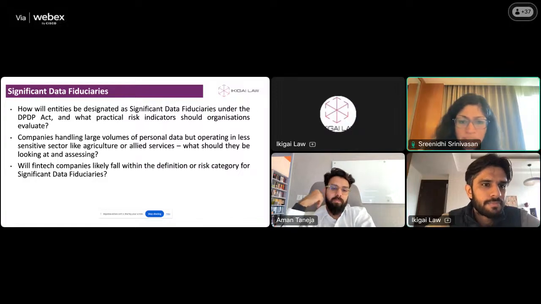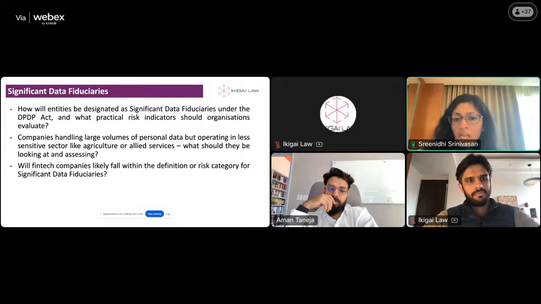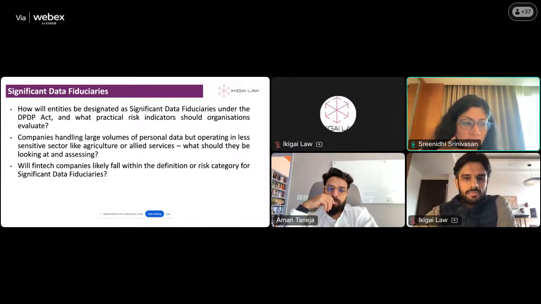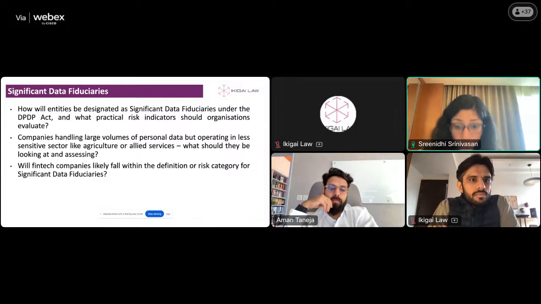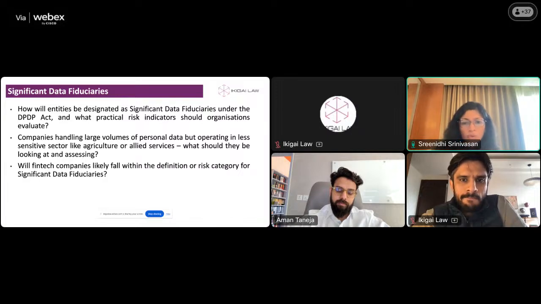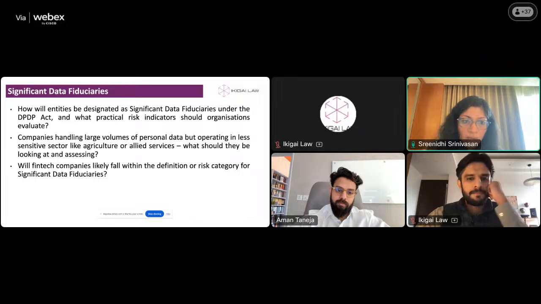I wouldn't say automatic, but there is a risk just given the nature of data that they process, especially financial services institutions, large banks, NBFCs, both in terms of volume of data and also in terms of the kind of information that you have, especially for businesses like lending, payments. There is a huge volume of data that you're generating. So I do think they're a little more likely to trigger whatever classification comes in.